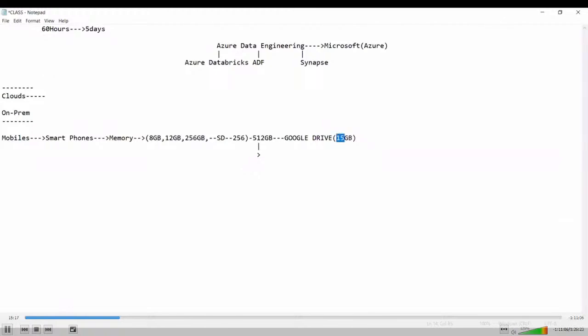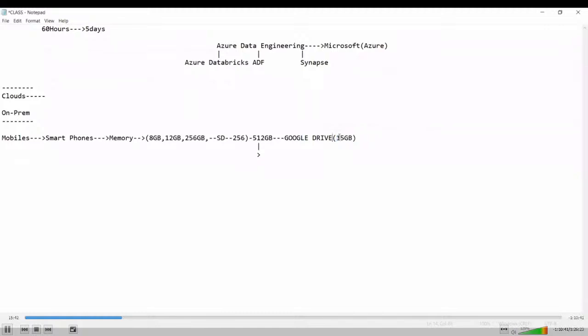How much memory does a Google Drive and your Google account get with this? Can you tell me, guys? How much memory will you get? Tell me now. You'll get 15 GB. I want an interactive session, guys. Only 1 or 2 people are interacting. What about the rest of you? Yes, guys, please interact with me. So here you have 15 GB memory by default provided by Google, isn't it?